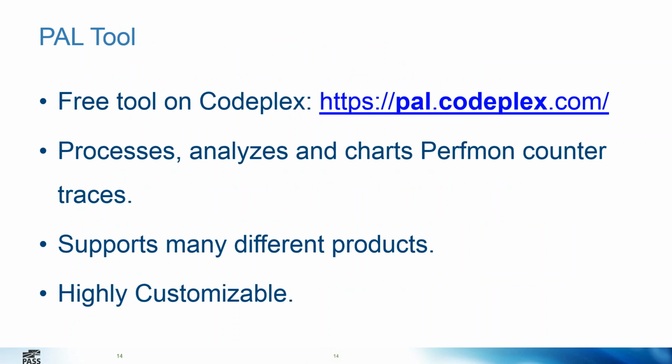Okay, so how does the PAL tool help us? Well, first of all, like I said, I wanted to focus on something that anybody in the world can use, so it's a free tool. You can find it on Codeplex, just go to pal.codeplex.com. It processes, analyzes, and charts Perfmon counter traces. So once you have the file generated by Perfmon, you just give it to PAL. PAL takes it in, you can apply a template to it so PAL knows what type of thresholds to look for, it'll start reading the whole thing, and then it'll give you a bunch of charts and an HTML report.